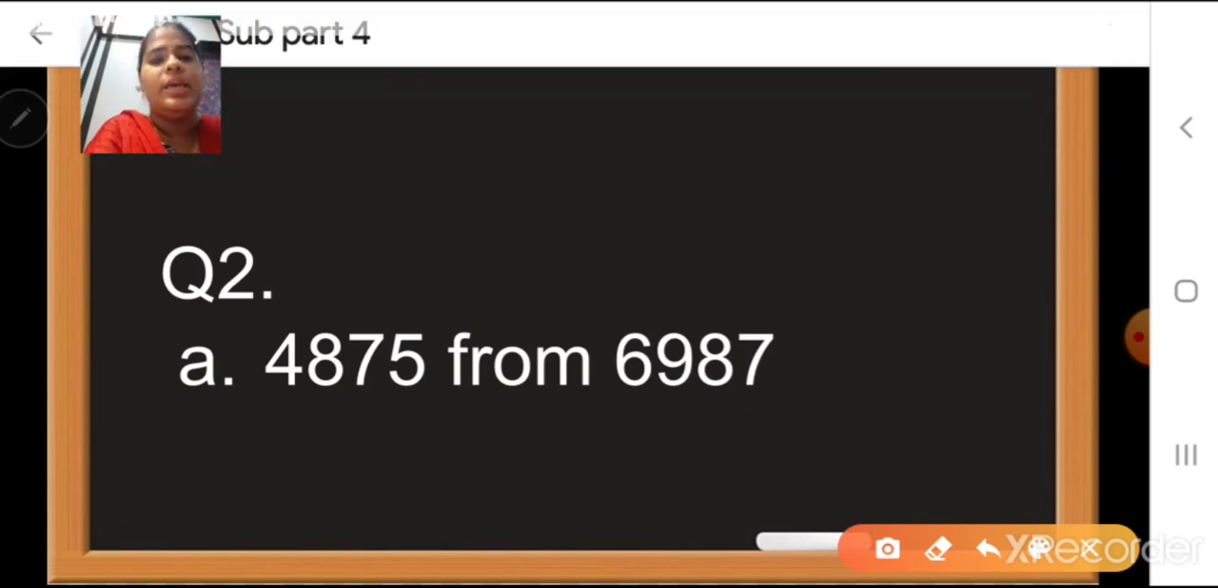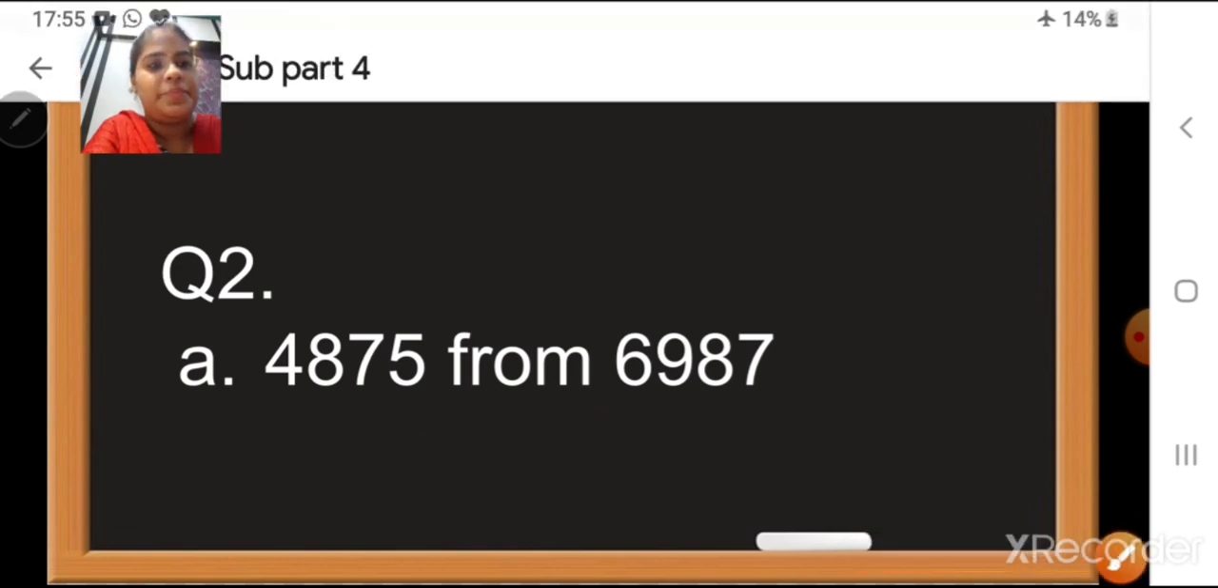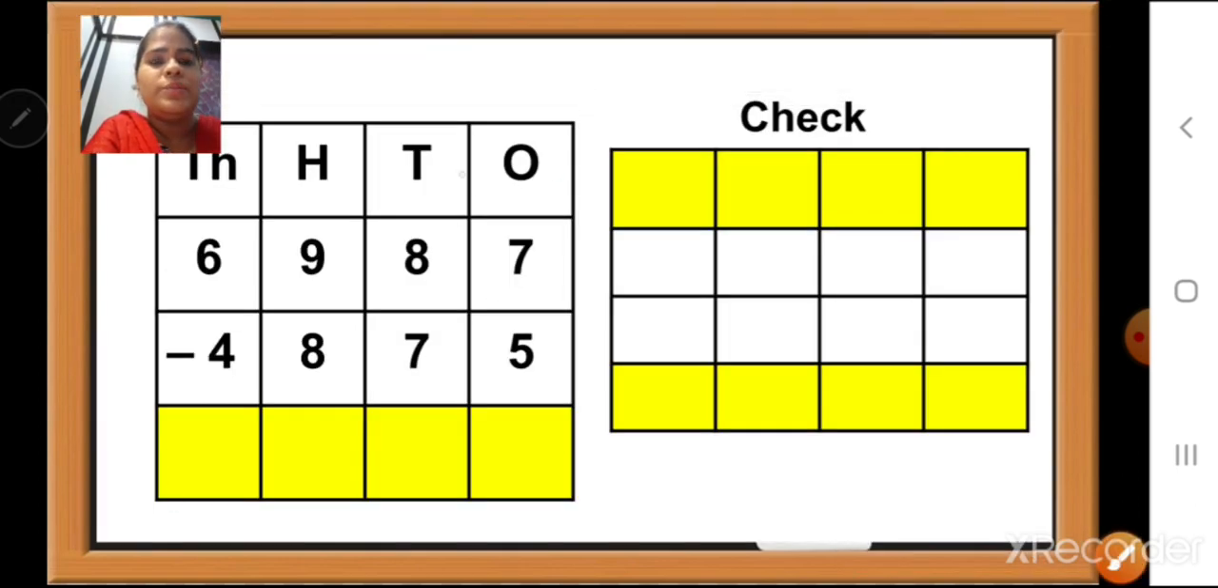Children, now look at the question carefully. Okay, here "from" is given. That means 6987, this number you will write first. It is our minuend. And 4875 is our subtrahend. You have to draw the columns properly. Please use a ruler. Everyone use a scale. Write down all the place values properly and then arrange your numbers. After that, we will subtract.